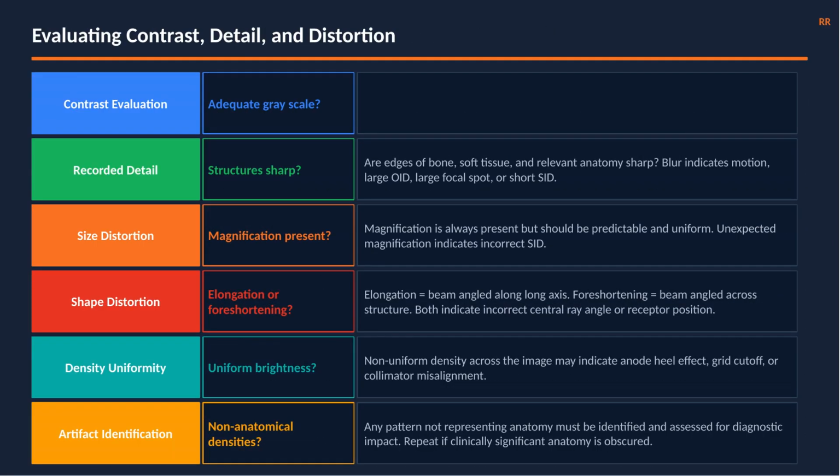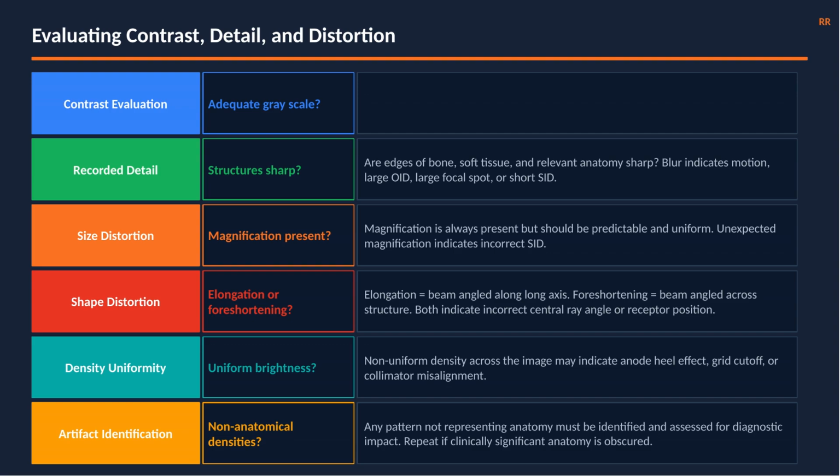The evaluation table on this slide covers 6 assessment dimensions. Contrast evaluation. Can adjacent structures be differentiated? Is the correct scale, short or long, being used for this examination? Inadequate contrast indicates a KVP or scatter control problem. Recorded detail. Are the edges of bone, soft tissue, and relevant anatomy sharp? Blur indicates motion, large OID, large focal spot, or too short an SID.